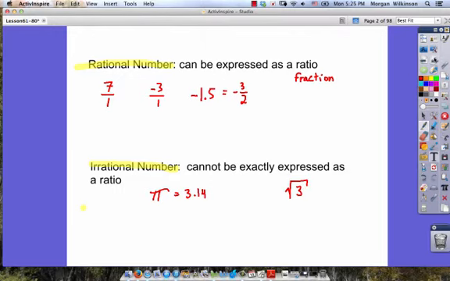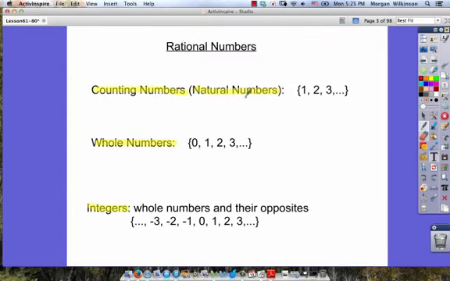Let's look at a few more definitions. Counting numbers are also called natural numbers, and they're the set of 1, 2, 3, and so on. Whole numbers are counting numbers, except they also include 0. And integers are whole numbers and their opposites.